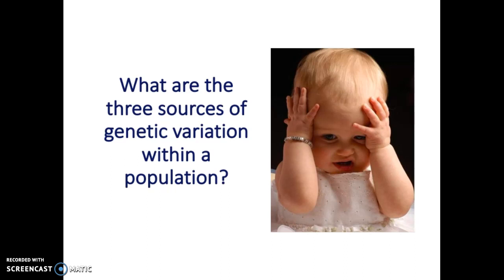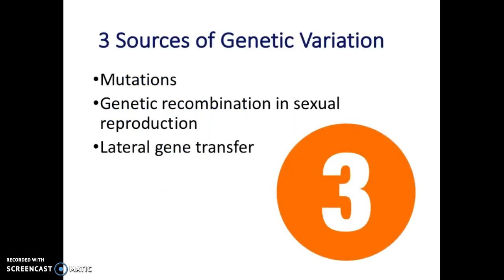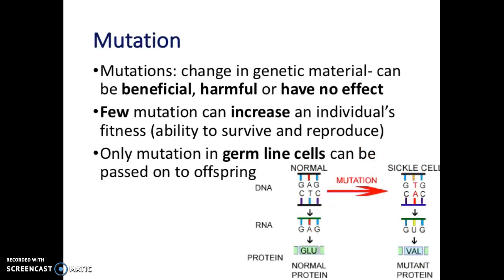The first potential cause would be mutations. The second one would be genetic recombination and sexual reproduction. And the third one is lateral gene transfer. We'll look at each one of these three sources of genetic variation right now. The first one will be mutation.